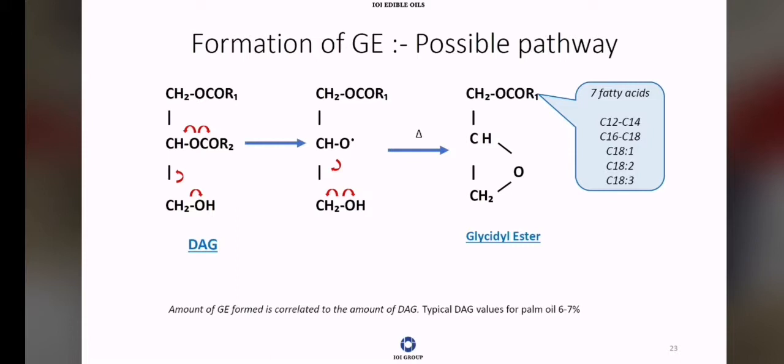Okay, that concludes my session on the 3-MCPDE. Now I go to the formation of GE. Again, the main precursor is DAG, and the pathway is shown here, and you could have various fatty acids from palm oil that could contribute to forming the glycidyl ester. My figures here vary a bit from what Engineer Mervin has shown. We show DAG typical values ranging from 6 to 7. I think he said 3 to 7, right? Okay, so next slide, please.